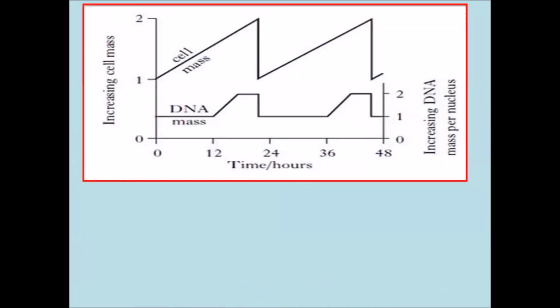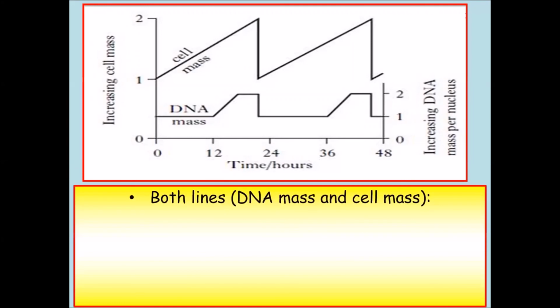The last bit I want to look at is the graphs associated with this. It is two graphs in one. You've got increase in cell mass on the left and increase in DNA in the nucleus on the right. So both lines represent a rise as the chromosomes are replicated. So you've got the cell mass increasing as the genetic material is being replicated, and also the cellular material is being replicated as well during G1.